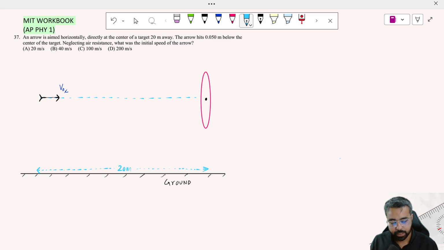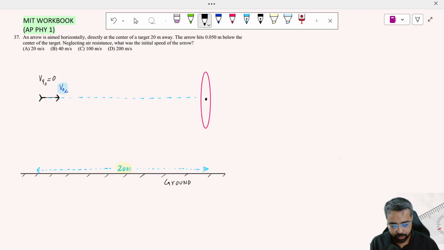It means that this arrow, either it will hit the target or not, will horizontally cover 20 meters, due to the horizontal component of velocity. Okay, and we also know that the initial vertical component of velocity is zero because it is purely thrown horizontally.